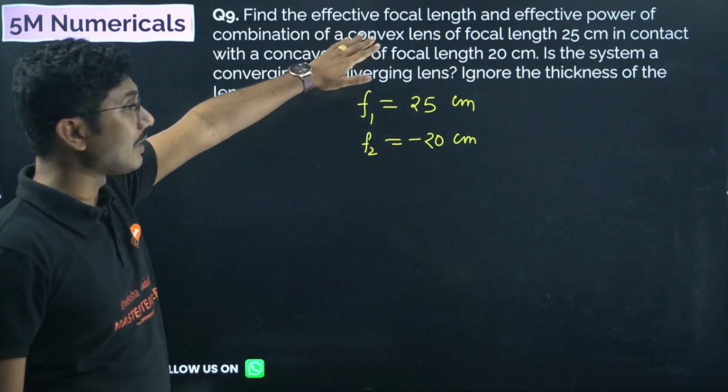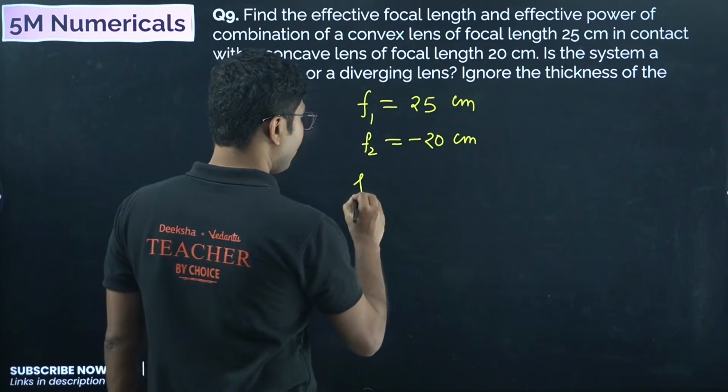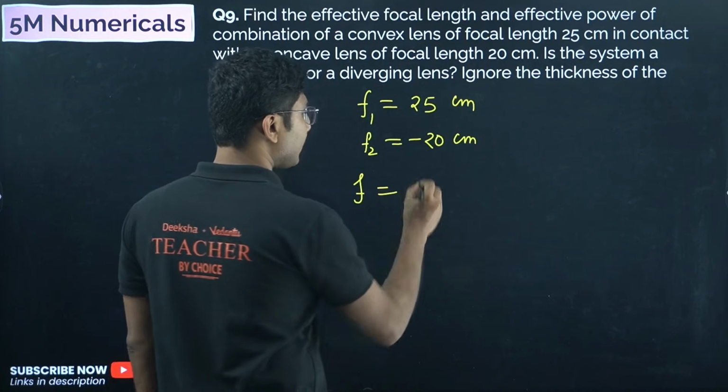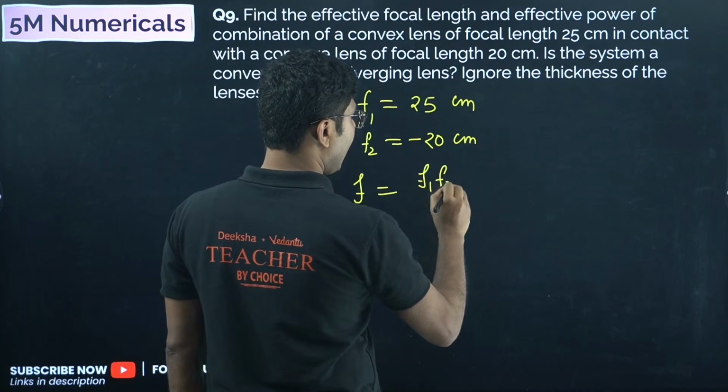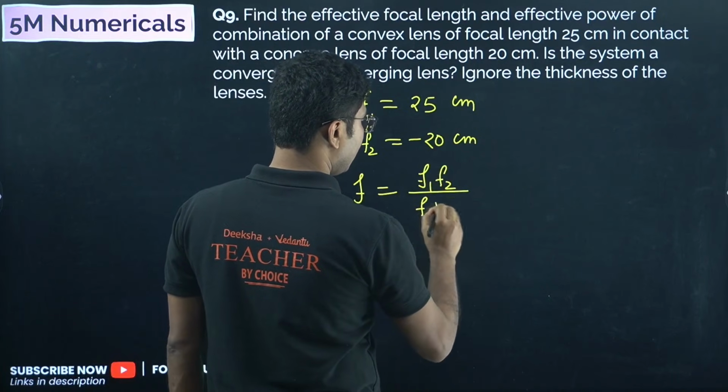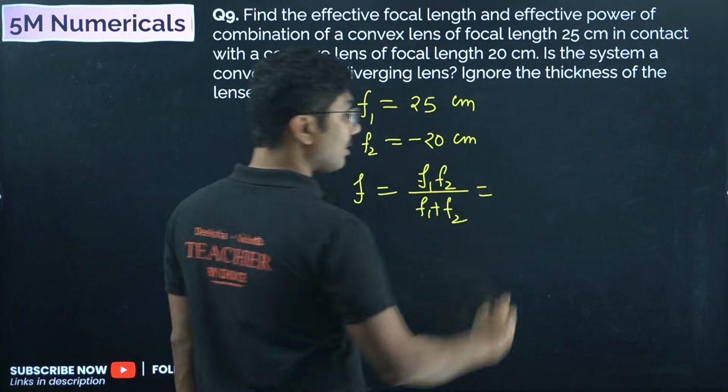Okay, first of all, find the effective focal length. What is the formula for effective focal length? The formula for effective focal length is simple: f1 f2 by f1 plus f2. Simple formula, like resistances in parallel.